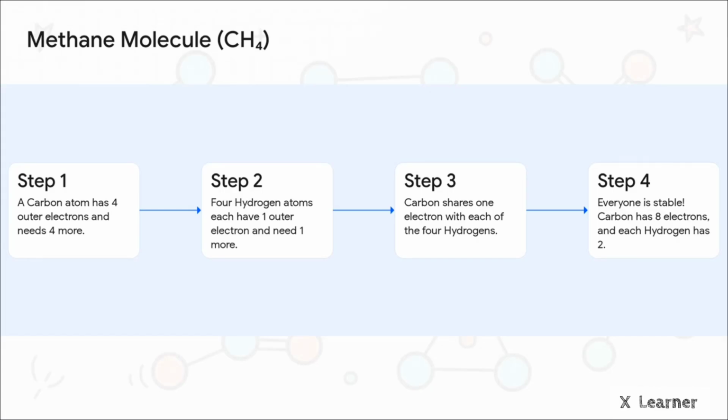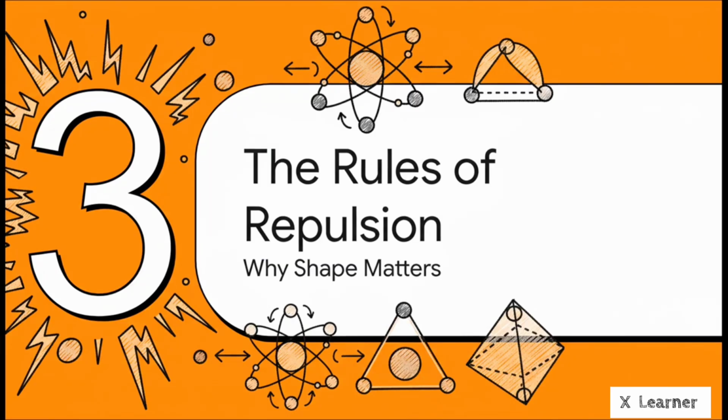Let's take methane, that's CH4, as a perfect example. You've got a carbon atom that needs 4 more electrons to be happy. So it finds 4 hydrogen atoms, and each of them just needs 1 more. They all agree to share, and boom, everybody wins. Carbon gets its full set of 8, and each hydrogen gets its 2. Total stability. But here's where it gets really, really interesting.